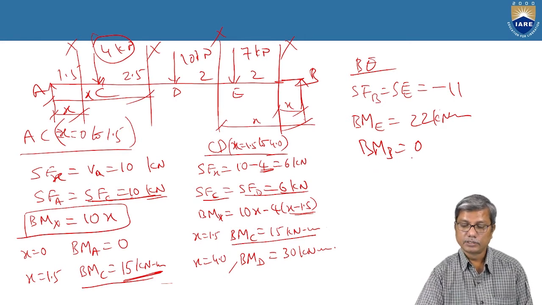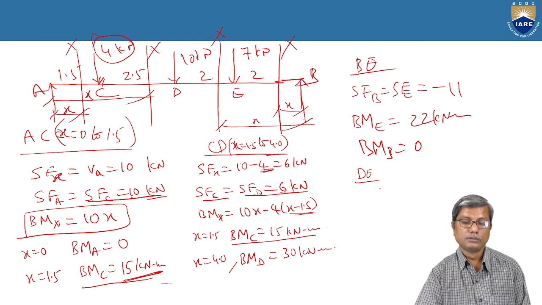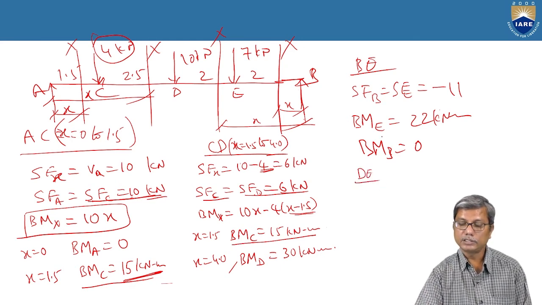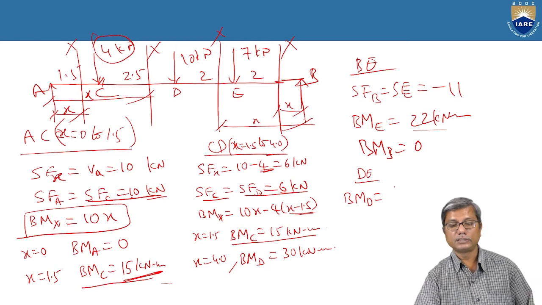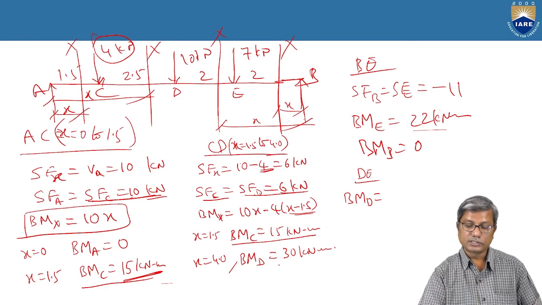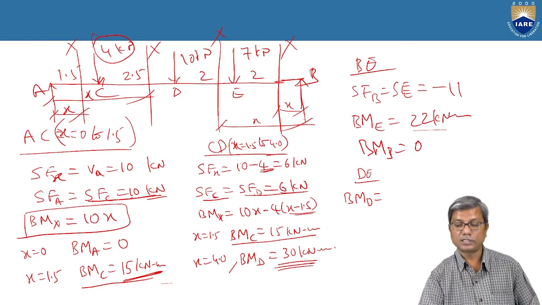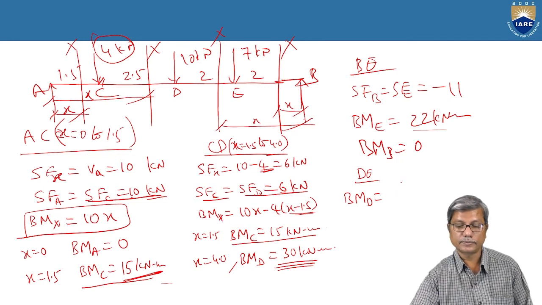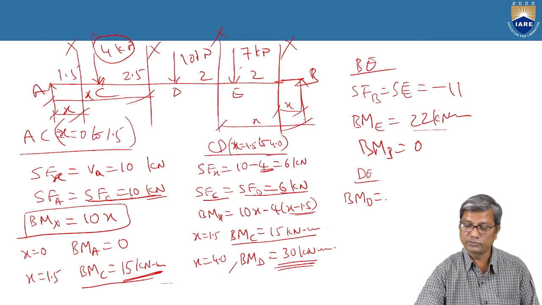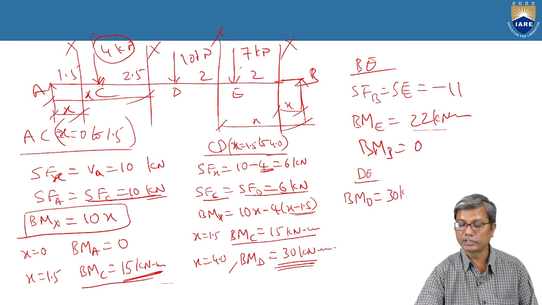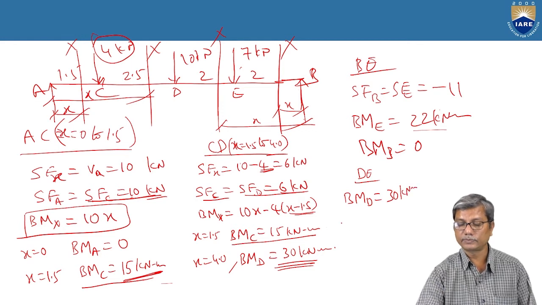Understand? Similarly, considering portion DE, bending moment at E is 22 and bending moment at D, you have already calculated 30, you will get the same value here also. So 11 into 4, 44, minus 7 into 2, 14. So 44 minus 14 is 30 kilonewton meters.